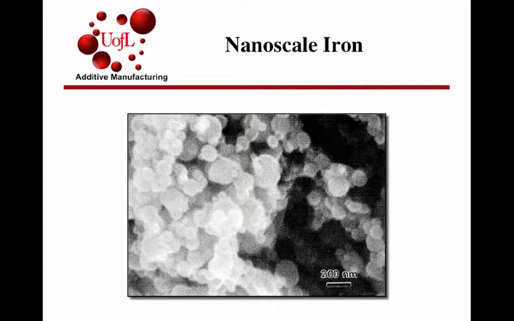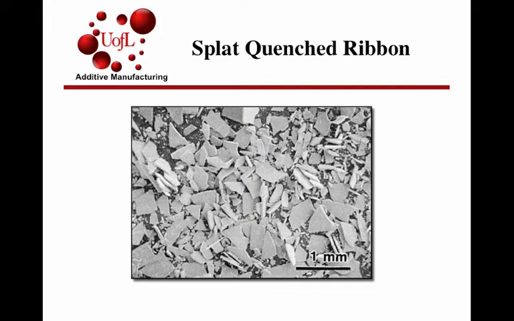There are nanoscale fabrication methods, and here is an example of the scale bar. You can see each of these particles is in the range of 100 to 200 nanometers. These are again synthesized by chemical methods. Here's an example of splat quenched ribbons. This is an iron neodymium boron material used in magnets, and you can see thin shattered sheets, much coarser in diameter.